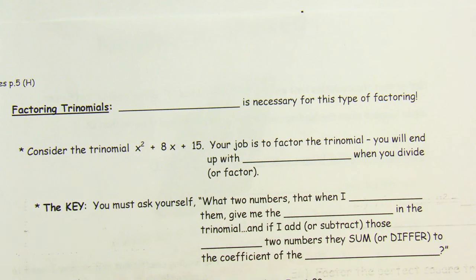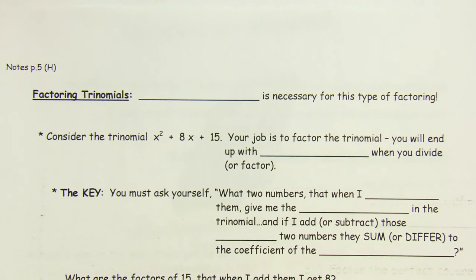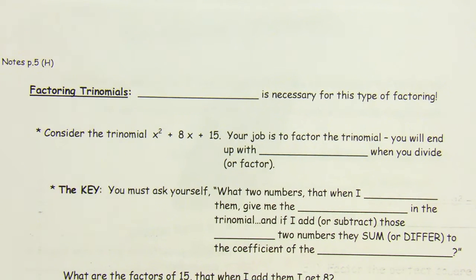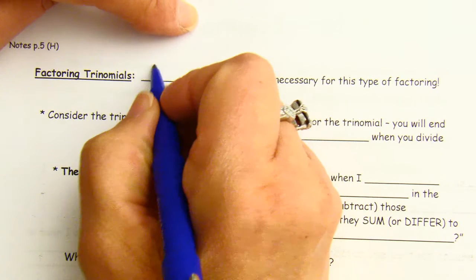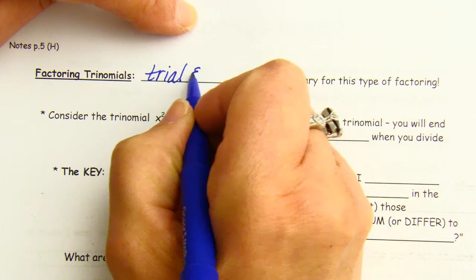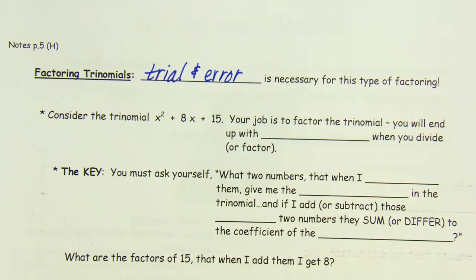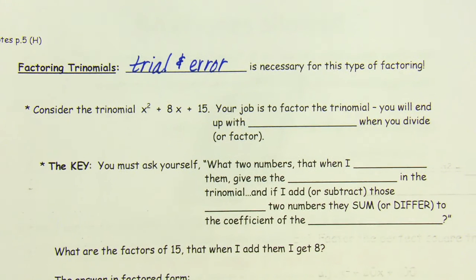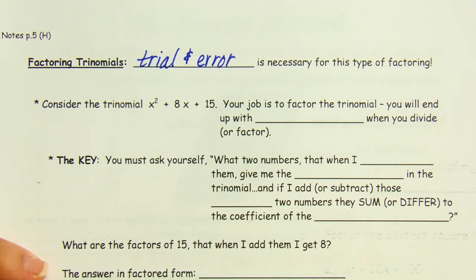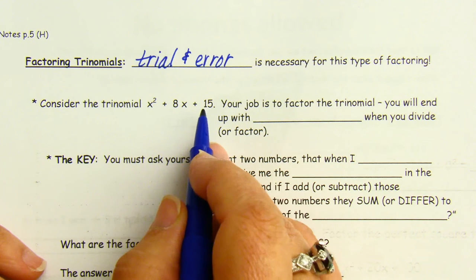So when we have a trinomial, trial and error is the best way to factor these trinomials, you know, polynomials with 3 terms. So trial and error is necessary for this type of factoring. These are the fun kind, especially when they're a little bit tricky and the numbers get larger. Consider the trinomial x squared plus 8x plus 15. This one's not that terrible to do.